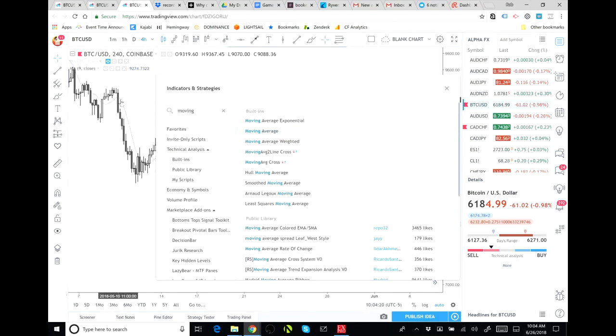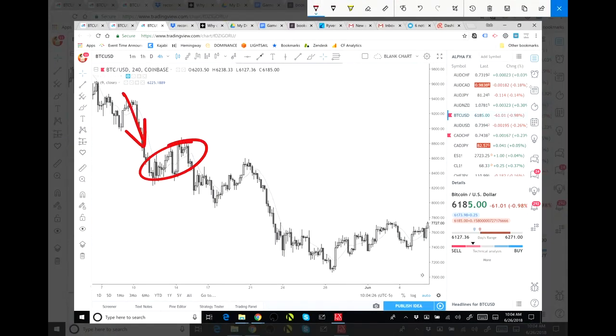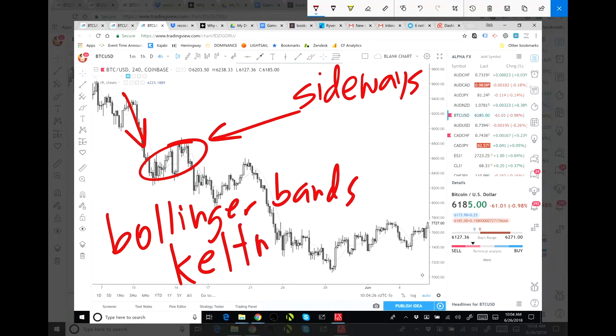So sometimes people will use a moving average. And what they'll say is, oh, okay, this moving average was pointed down, and now this moving average is moving sideways. They may use Bollinger Bands. They may use Keltner channels. I'm not exactly sure what that is. But in any case, there are a variety of ways that people look for consolidation.